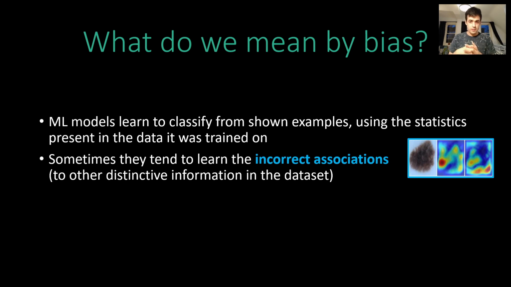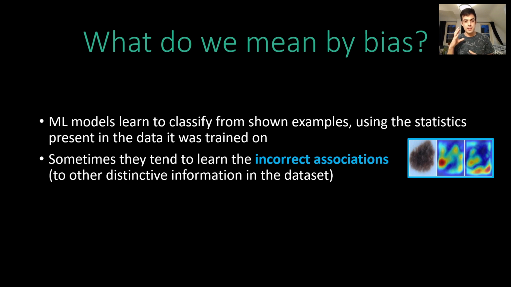So what do we actually mean by bias? In machine learning models, this could mean something different in different cases. For example, if we have a model which is trying to identify lesions on the skin, and this model is basing its predictions on the wrong parts of the image, making some sort of incorrect associations, then we would say that this model is biased. It focused on some other distinctive information in the dataset, maybe some noise that we by mistake included there, and not the stuff that we as humans would actually want it to use for the classification.